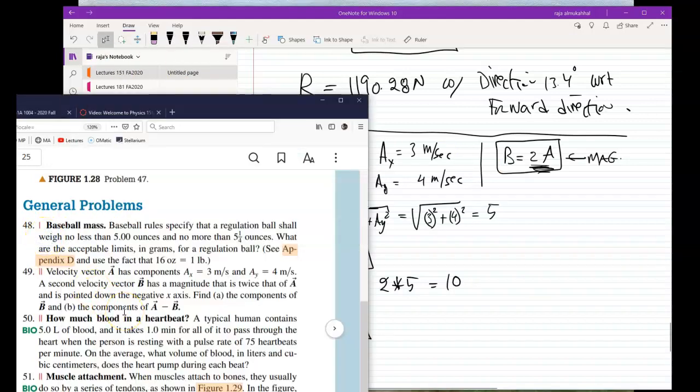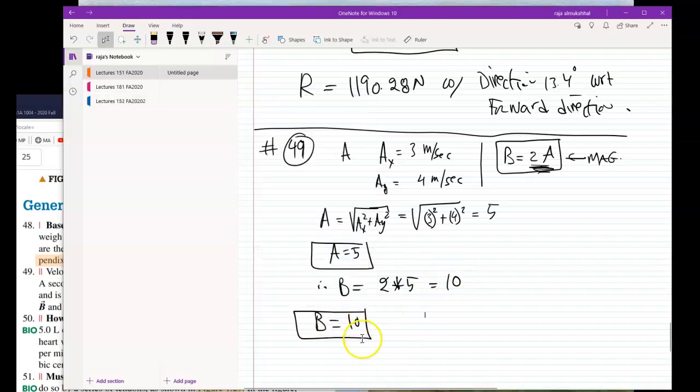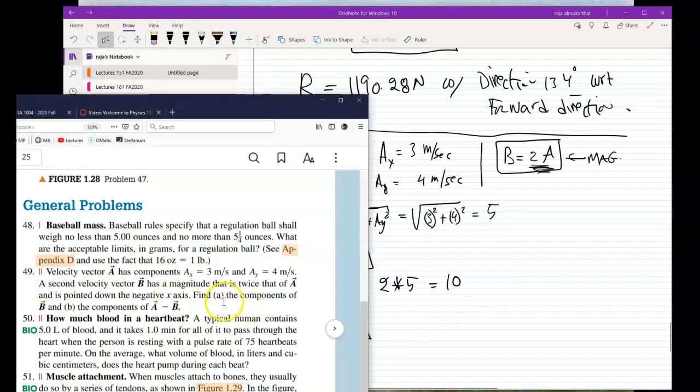So let me repeat what we've read here. It said the vector A has components 3 and 4. I have a second vector B. The magnitude is twice that of A. Well, I got it. Here it is. B is equal to 10. Okay. The first part is find the component of B. Now I need to find the component of B.